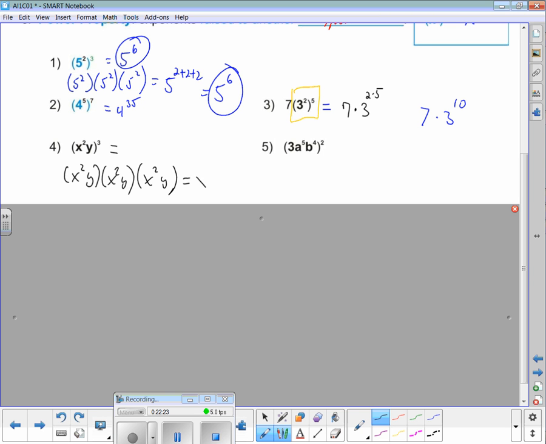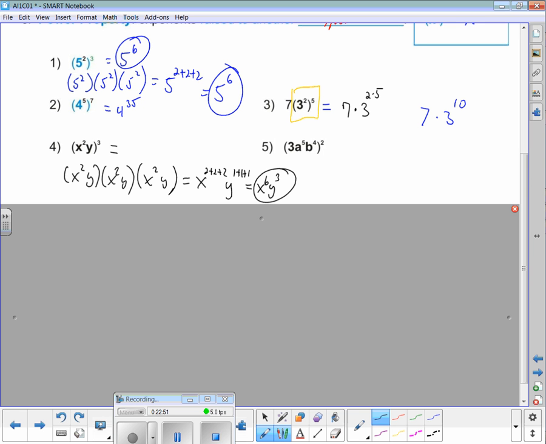So you end up with x to what power? Say it if you know it. X to the what power? X to the 2 plus 2 plus 2. All right, better write the rule because, again, you guys don't have them down well. Times y to the 1 plus 1 plus 1. And you end up with x to the 6th y cubed. And that is the answer.